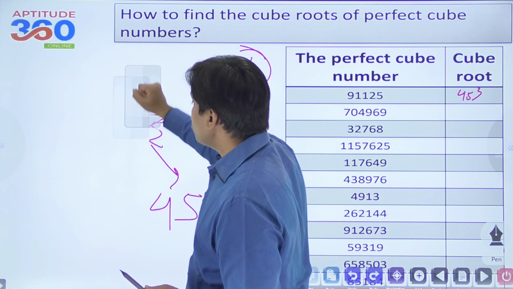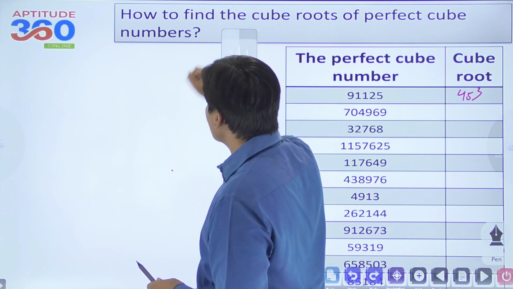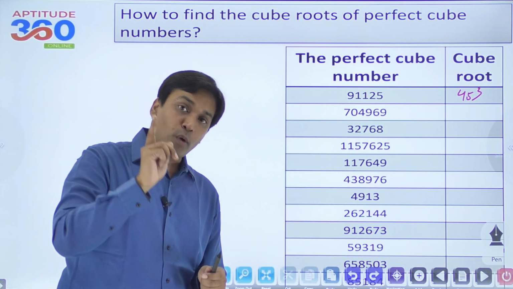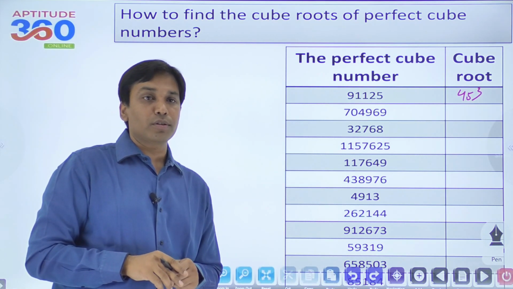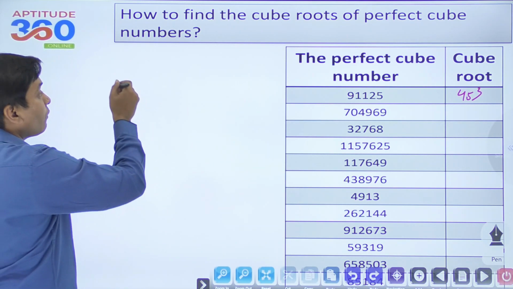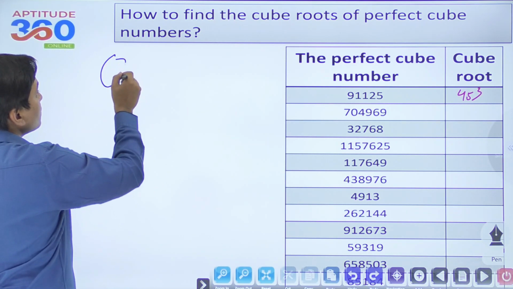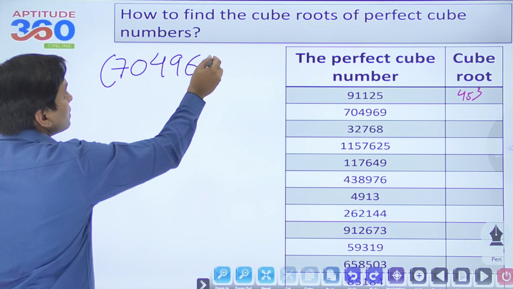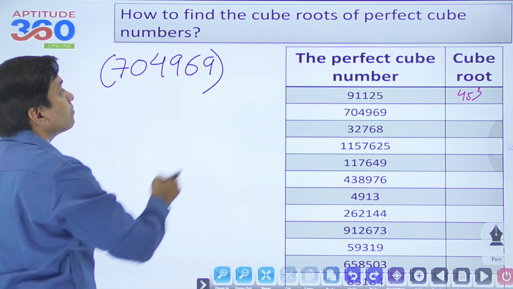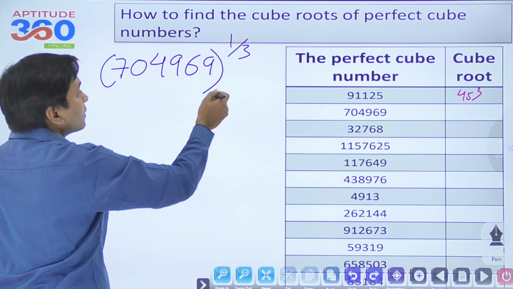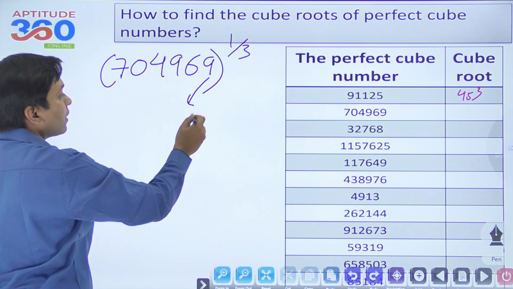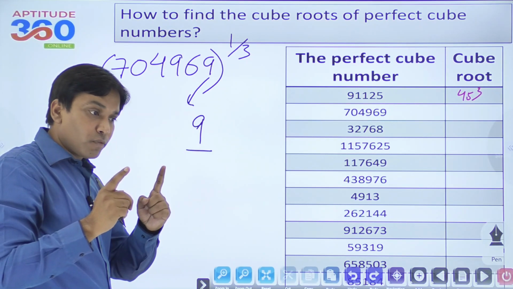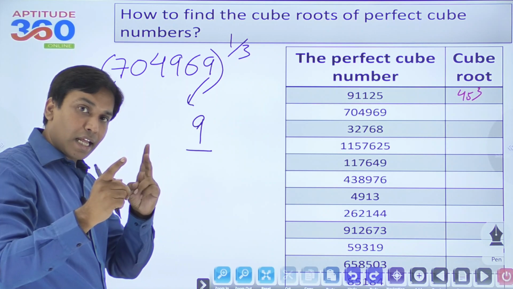And you should be mindful that finding out cube root of the perfect cube number is way simpler than that of finding the square root. Now if you need to find out cube root of 704969, how do we do that? If it is 9, it is 9 that we have learned. Because the difference will be only with 2 and 8 and 3 and 7.